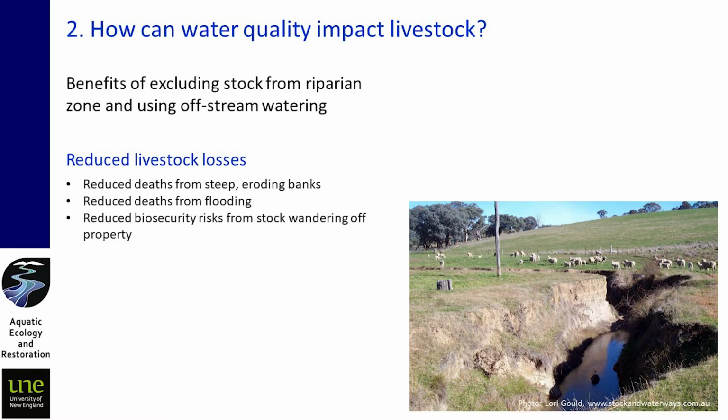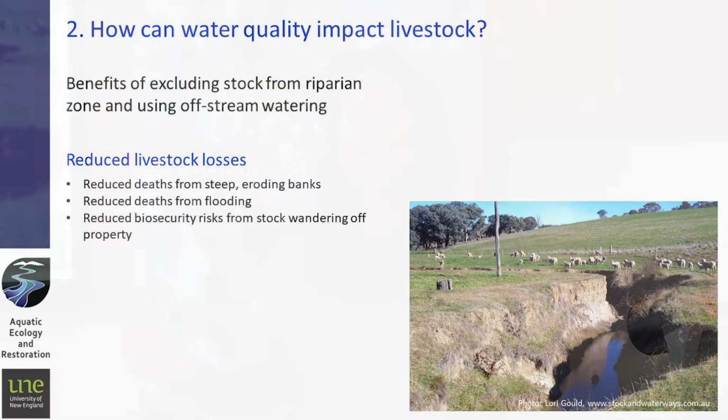You obviously have reduced deaths from flooding, so your cows can't get down there into it and be swept away, and so that's a benefit. But you also have reduced biosecurity risks because you don't have stock wandering off your property or other people's stock wandering onto your property. When stock are accessing riparian zones, those fences are having to be replaced often depending on the flooding, or they can be difficult to maintain down into that steep bank and across the river. And so you have that movement of stock that is uncontrolled and leads to a biosecurity risk.